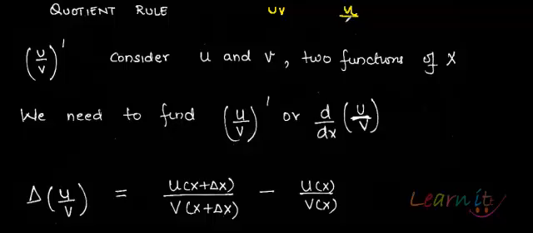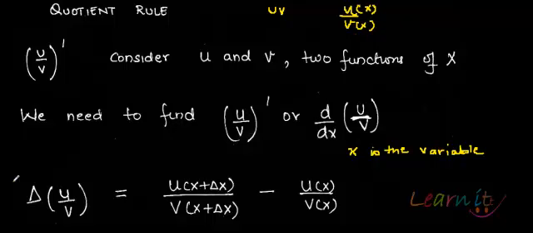So the ratio of the two functions, u by v, u(x) by v(x), both these functions are functions of x. What we need to find out is (u/v)', the derivative of u by v with respect to x. X is the variable. So we will be looking at the change in u by v as x changes, the rate of change in u by v as x changes.